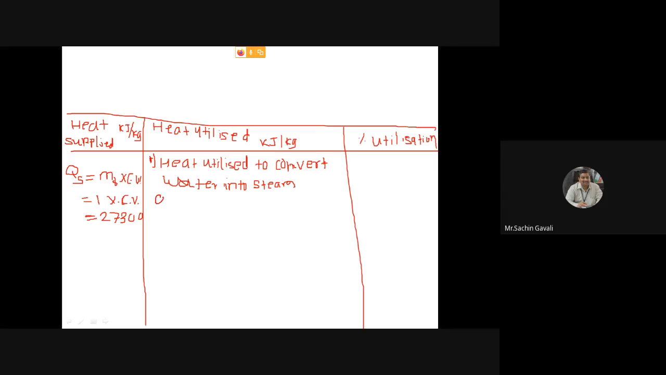What is that value? Q is equal to, what is the formula? Anybody? Q is equal to ms divided by mf, into what? hs, minus hw. Okay, and is equal to what? We have to solve. Therefore, Q is equal to, right?